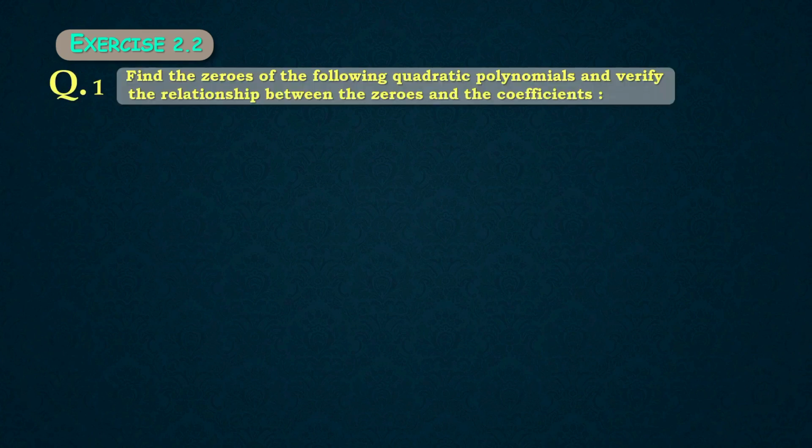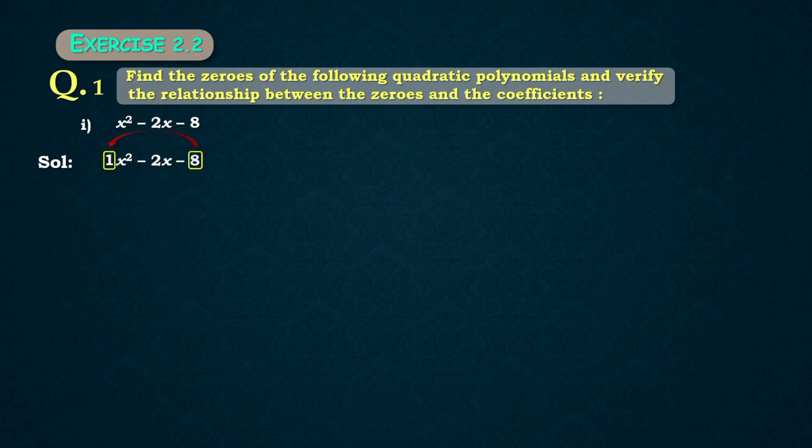Question 1. Find the zeros of the following quadratic polynomial and verify the relationship between the zeros and the coefficients. The given polynomial is x square minus 2x minus 8. Step 1. Finding the zeros. Let us factorize the given polynomial.